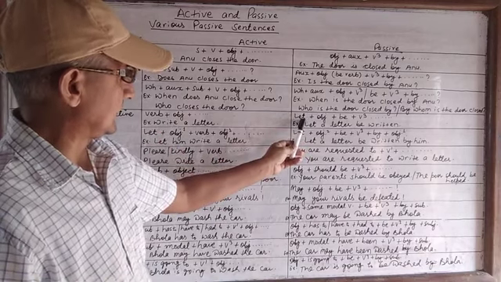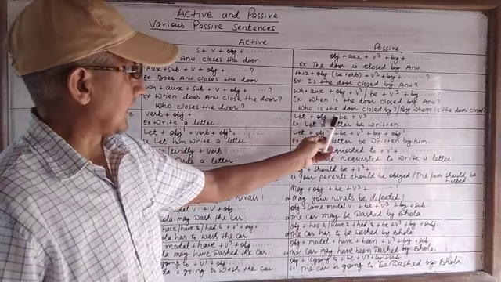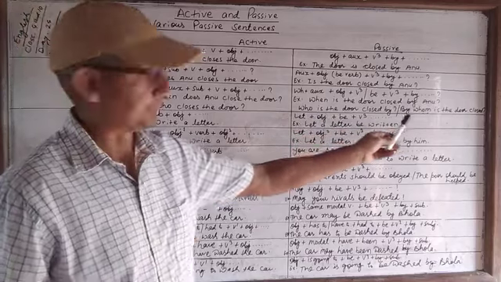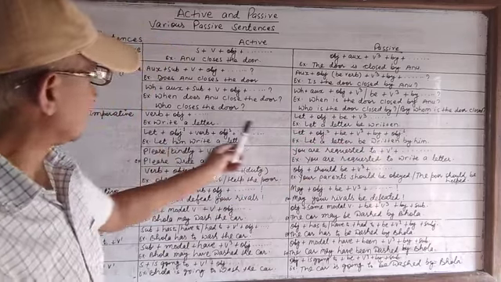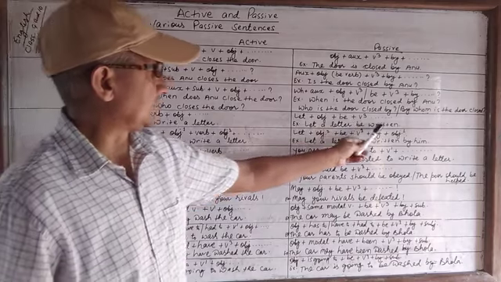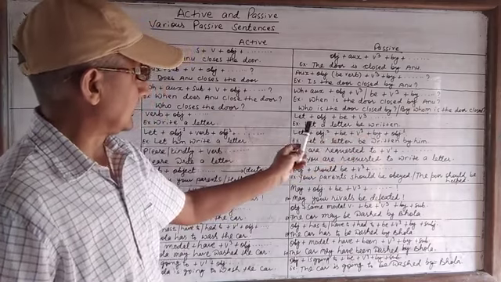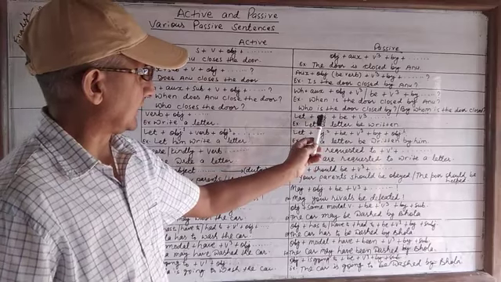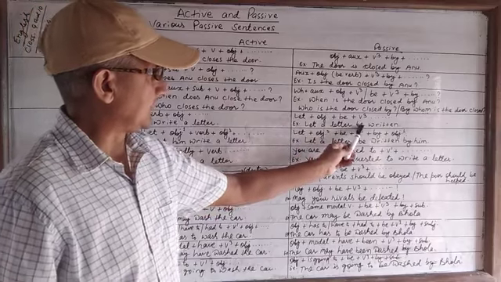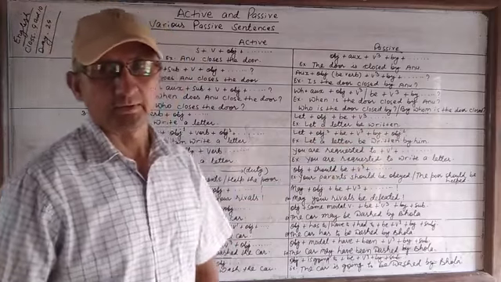Let, first let, and then the object, and then be plus V3. Let's change write a letter into passive: let a letter be written. Let is let, and after it the object, a letter, and be plus V3, written is V3.